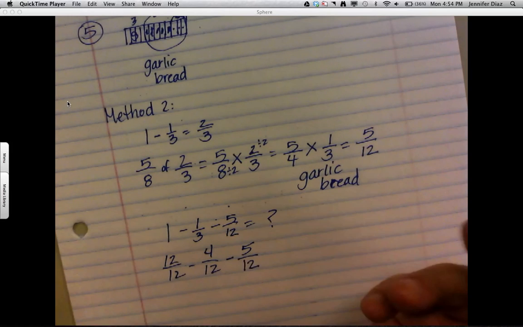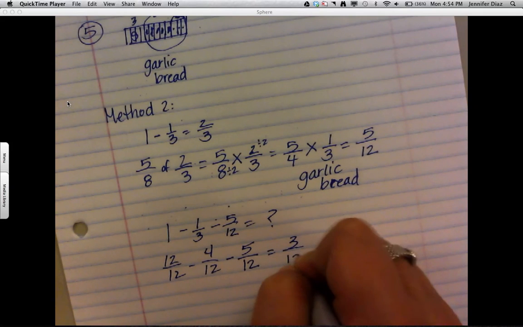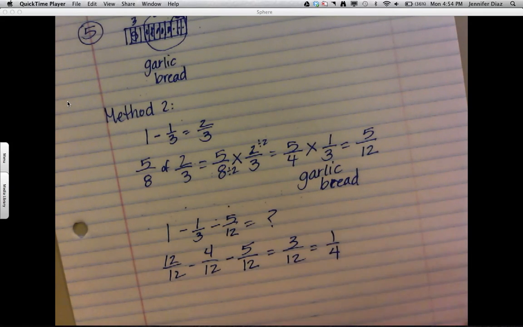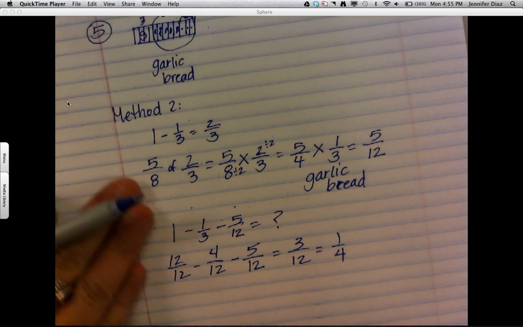So 12 minus 4 is 8. 8 minus 5 is 3. 12ths. Simplified, 1/4. So the answer to Mrs. Kong, what fraction of the stick of butter is left, is 1/4. One is solved pictorially, and one is solved using method 2.